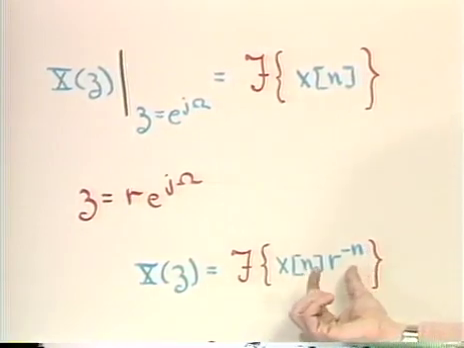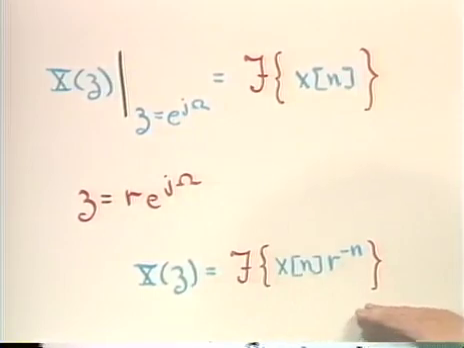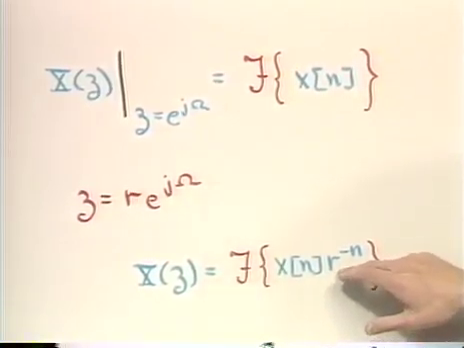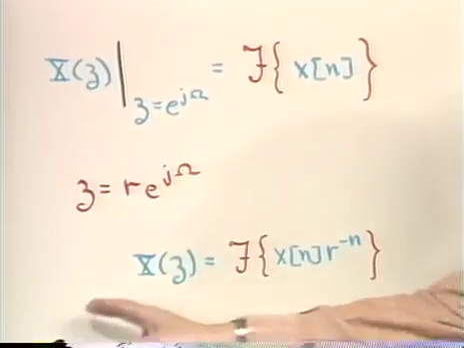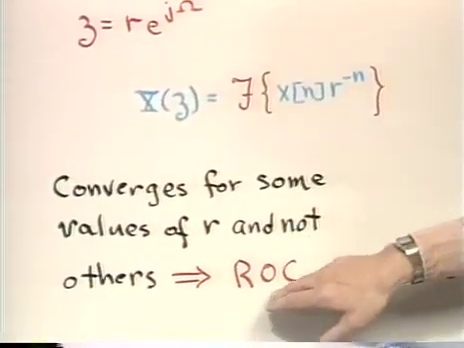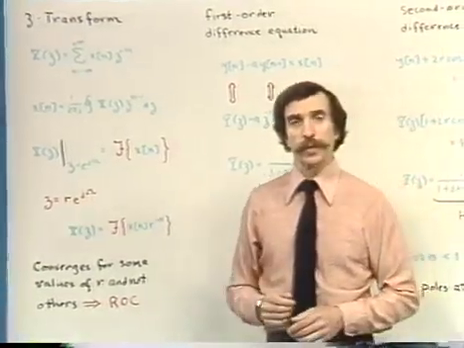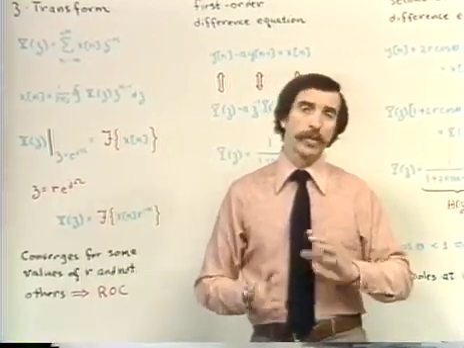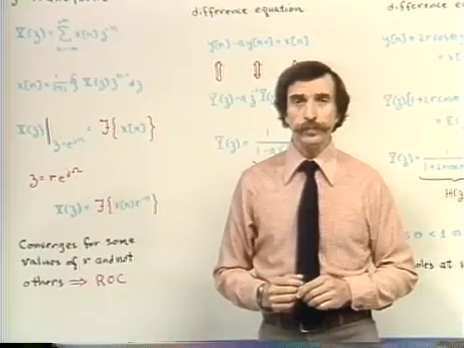And because of the exponential weighting, the Z-transform converges for some values of r corresponding to some exponential weighting, and perhaps not for others. And that led to a notion which corresponded to the region of convergence associated with the Z-transform. And we talked some about properties of the region of convergence, particularly in relation to the pole-zero pattern.